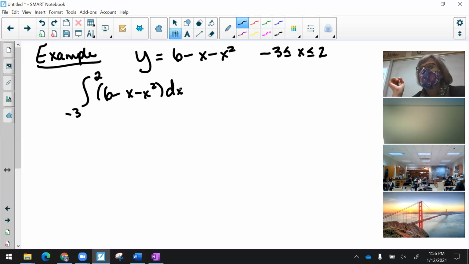Again, we've come to an integral. The only tool we really have right now is to take the antiderivative. Fortunately, this is a power situation, right? It's polynomial, so we know how to deal with that.